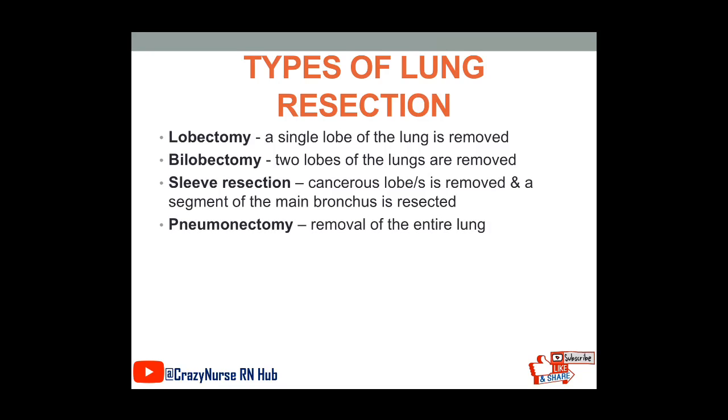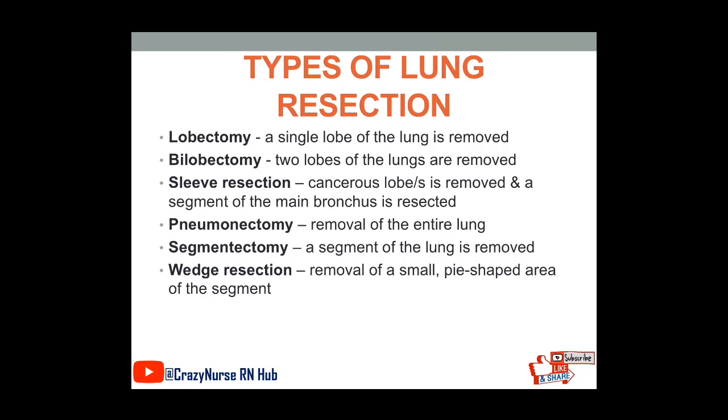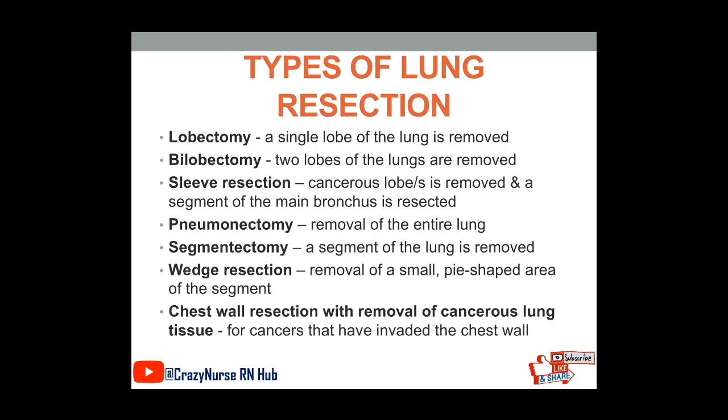We also have pneumonectomy, the removal of the entire lung. We also have the segmentectomy. A segment of the lung is removed. Also, wedge resection, removal of a small pie-shaped area of the segment. Lastly, we have the chest wall resection with removal of cancerous lung tissue. This is indicated for cancers that have invaded the chest wall.